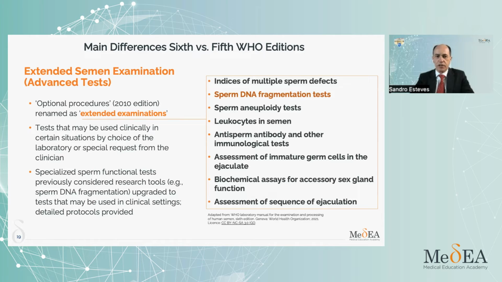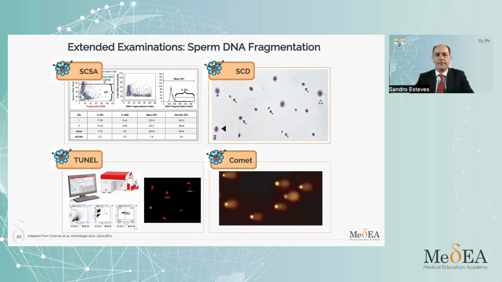Extended examinations include many tests, but today I want to talk about sperm DNA fragmentation because I consider this test highly informative in investigating the competence of the human sperm to fertilize the egg and promote healthy embryo development. The new manual includes protocols for the main sperm DNA fragmentation tests: the TUNEL assay, sperm chromatin dispersion test, also known as the halo test, the comet assay, and the sperm chromatin structure assay.